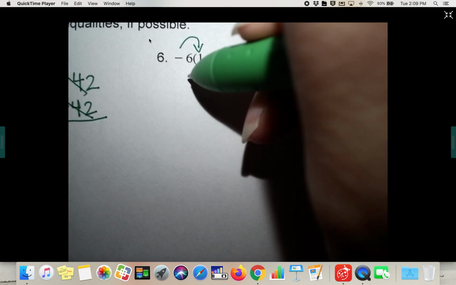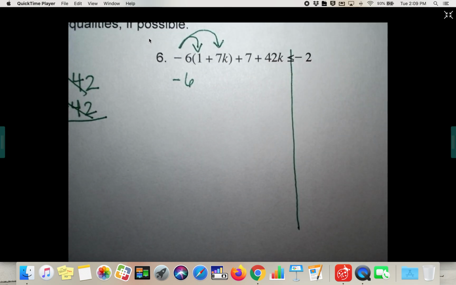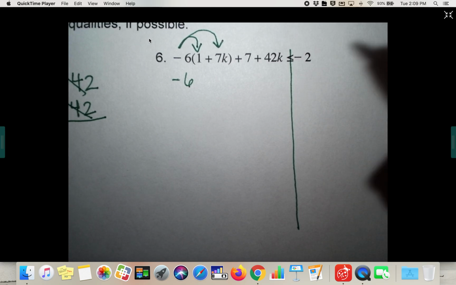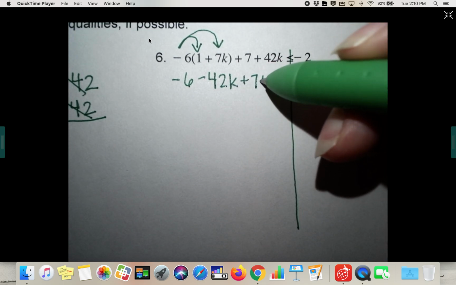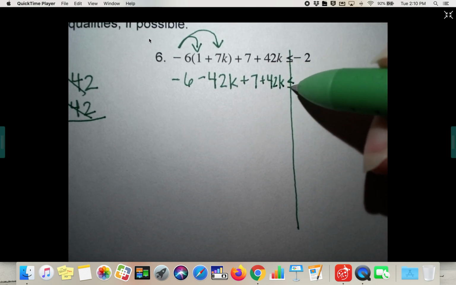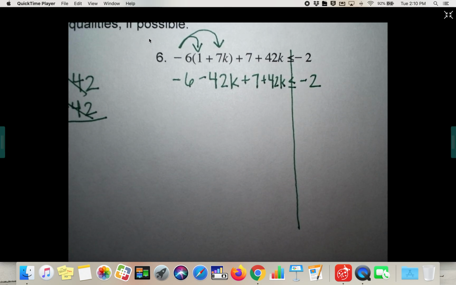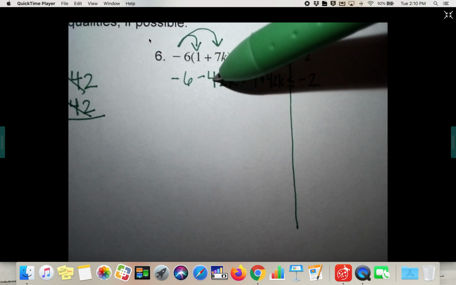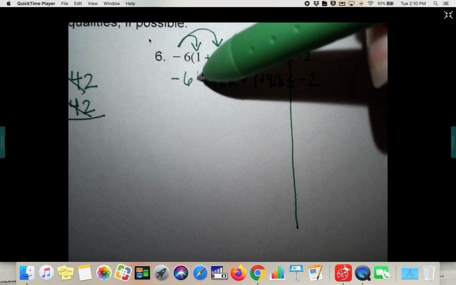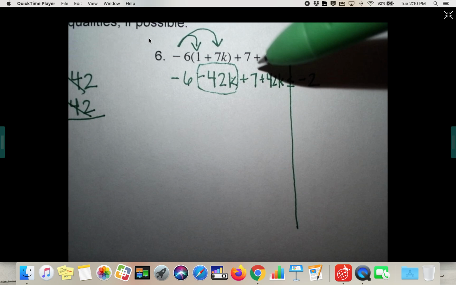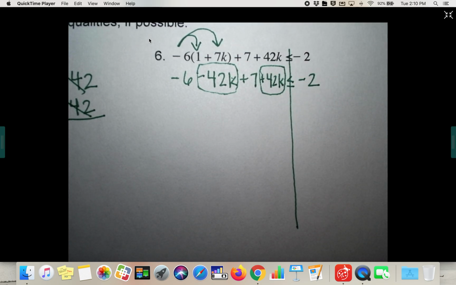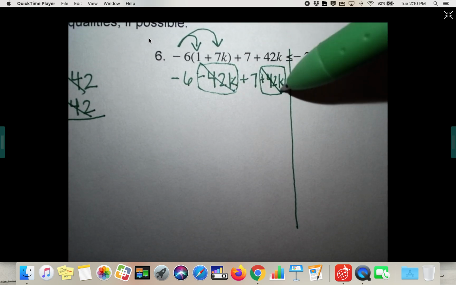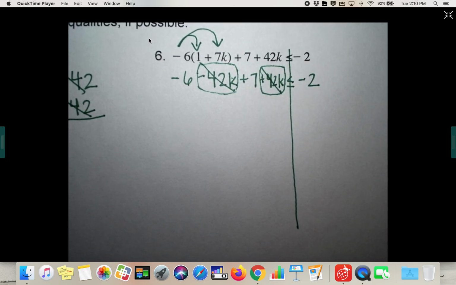Negative 6 times 1 is negative 6. Negative 6 times 7k is negative 42k. Bring down plus 7 plus 42k. All right. Combine like terms. So I see a negative 42k and a positive 42k. So if I were to combine those two like terms, negative 42 plus positive 42 is 0. So they completely cancel out, just being on the same side.